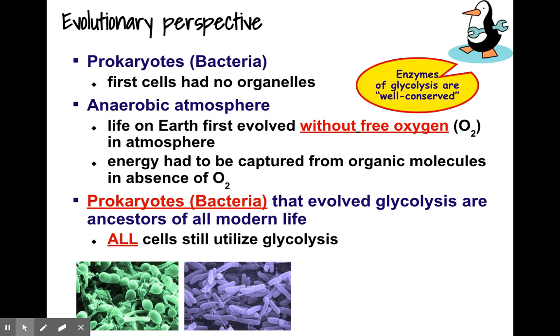During that time of Earth's development, there was no oxygen in the atmosphere. It was an anaerobic atmosphere. Life on Earth first evolved without free oxygen in the atmosphere. Energy had to be captured from organic molecules in the absence of oxygen. Prokaryotes, such as bacteria, that evolved glycolysis are ancestors of all modern life.